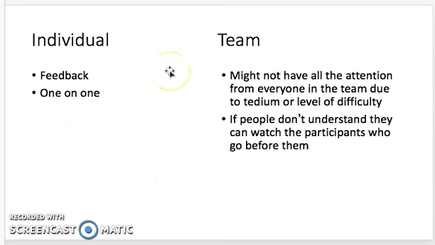Technical instruction can be good for individual sports as a coach can explain what they're doing wrong or the things they need to improve as they are practicing. And for team sports, not everyone in the team might find it hard or find it tedious, so they begin to lose concentration. And if people don't understand, they can watch the participants who go before them. So that's more applied to the cognitive learners when they don't understand because they don't understand the language or whatever the reason may be. They can see the autonomous learners and see how they perform it.